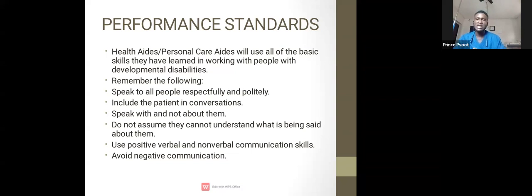Then do not assume they cannot understand what is being said about them. You may feel like when we have a patient, they are unknowledgeable. But some of them are knowledgeable. Some of them know about their conditions very well. Don't assume that they cannot understand. Some of them understand a lot, even about themselves, more than some health aides or personal care aides. So we are careful when we handle our patients, and we use positive verbal and non-verbal communication skills.